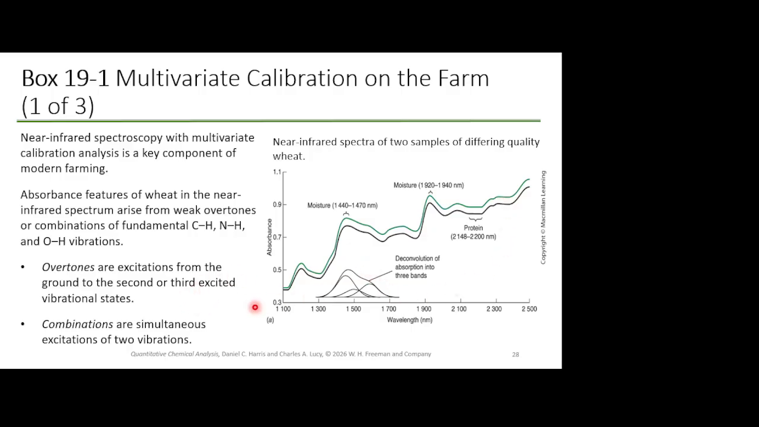Overtones are going to be excitations from ground to a second or third excited vibrational state. In most spectroscopy, you see the second pretty often. The third excited vibrational states are going to typically drop off in terms of amount and intensity, but you can still see them. Combinations are simultaneous excitations of 2 vibrations. So that's going to be 2 vibrations that are both happening at the same time. We excite both. Kind of like you can go like this, right?